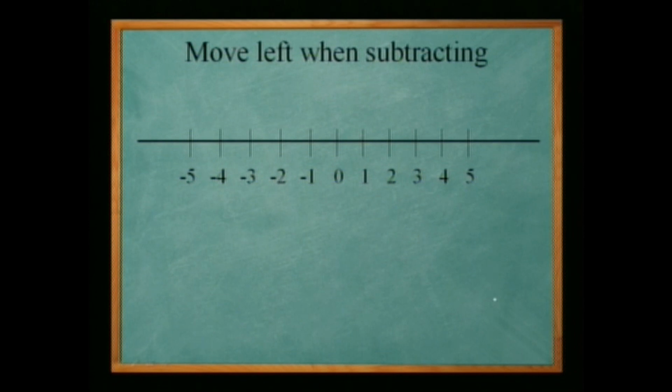Now when you're subtracting, you're going to move to the left on the number line. So if I look at 4 minus 3, I'm going to start at 4, and I'm going to move to the left 3 places. 1, 2, 3. They give me 1. So again, subtracting, you move to the left.